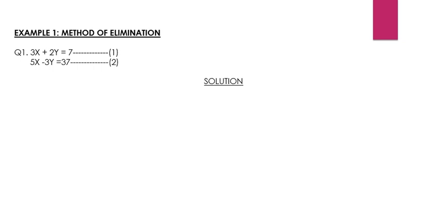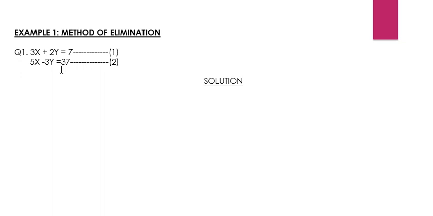So this is our first example. Now we have two equations here, and our first equation happens to be 3x plus 2y, giving us 7, and our second equation is 5x minus 3y, giving us 37.